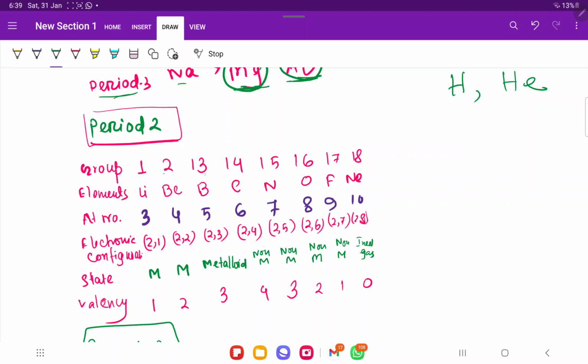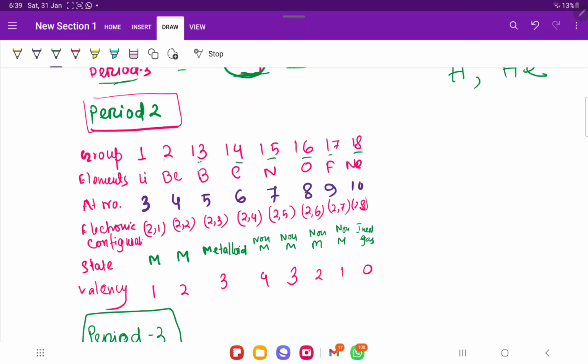Groups 1, 2, then transition element groups are present, and after that it starts with group 13, 14, 15, 16, 17 and 18, right? Okay, so what are the elements present in period 2? The first element is lithium, then beryllium, boron, carbon, nitrogen, oxygen, fluorine and neon.